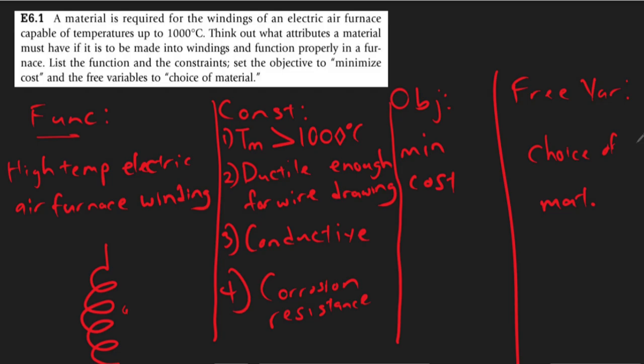So let's go over to question 6.2. For question 6.2, take a second, pause the video and read the question. In this question, we are trying to determine the function, constraints, objectives, and free variable of this particular design. First, let's go with function. The function is most times in the first line. It says a material is required to manufacture office scissors. So a material for scissors. Scissors material. That's the function.